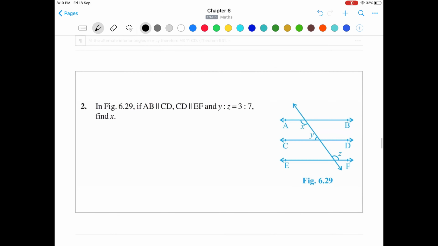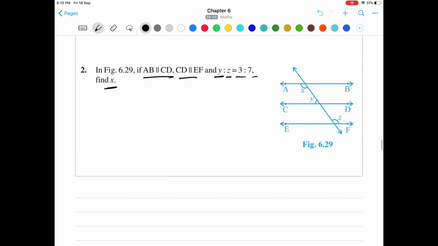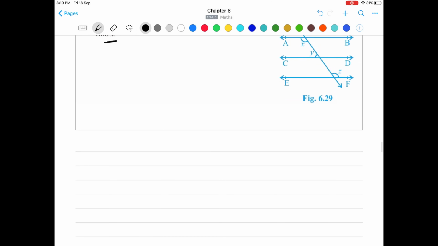Now moving to the next question, we have in figure 6.29, if AB is parallel to CD and CD is parallel to EF, and we are given that the ratio of x and y is 3:7, we have to find the value of x. So first we'll write the given part. Let's write the answer number 2. Okay, first we'll have to write the given part.